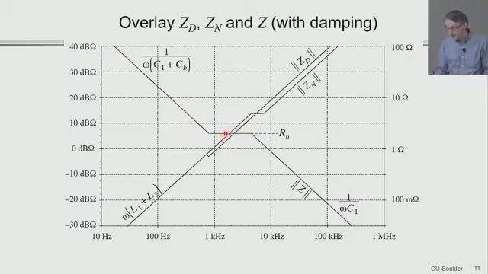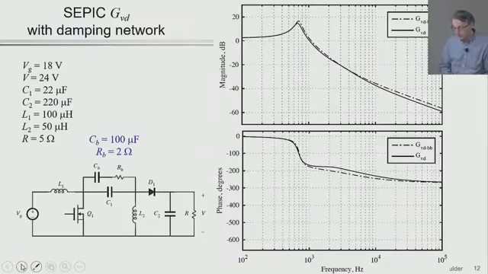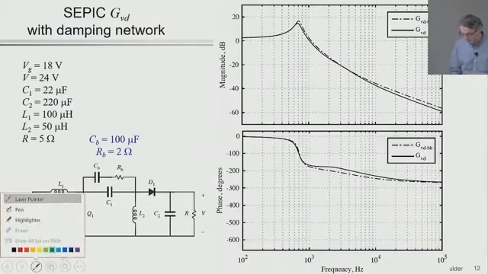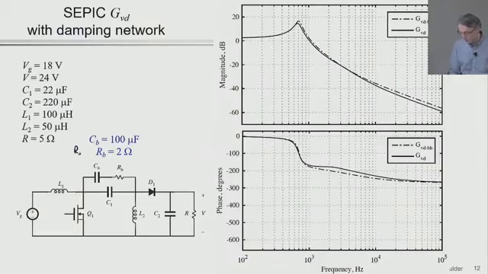Notice the value of RB, the damping resistance, here is in the order of a few ohms for this particular example. So here is the damping. I used RD, it's the same thing. And so the damping network is placed. And the results are shown here on the right-hand side.